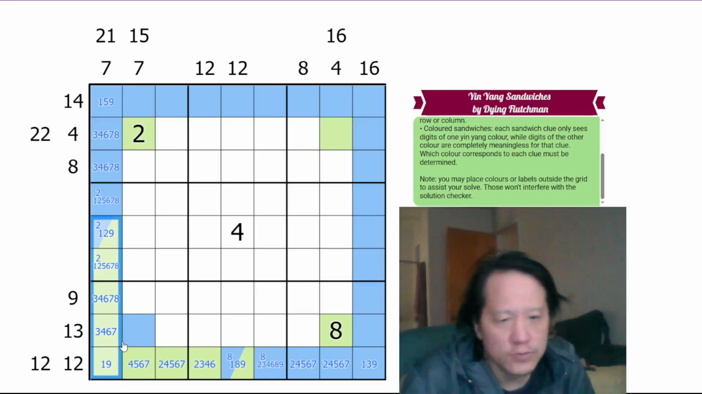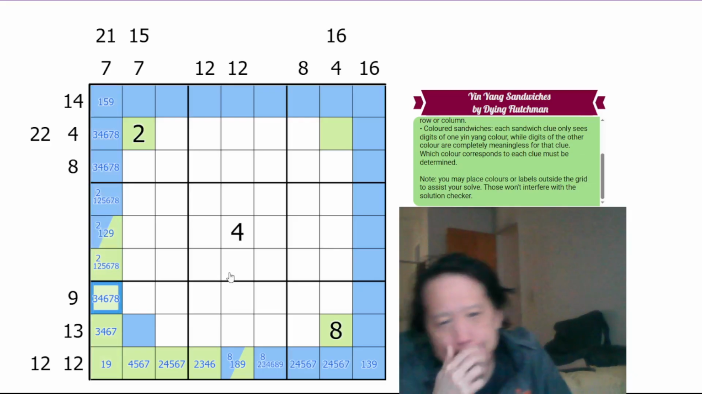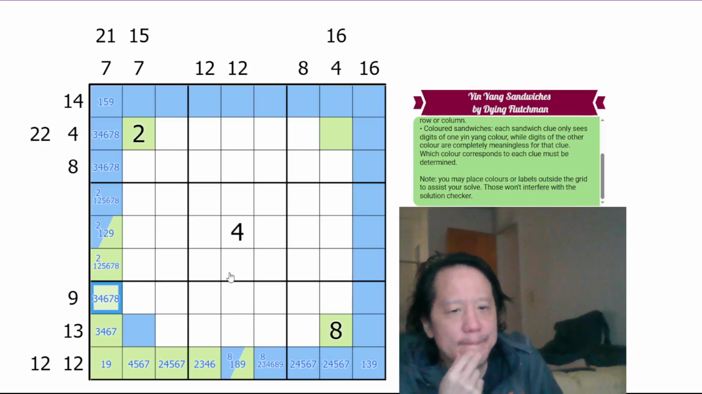So we know what's in between the sandwiches for row 9 and column 1. But that's not that helpful.